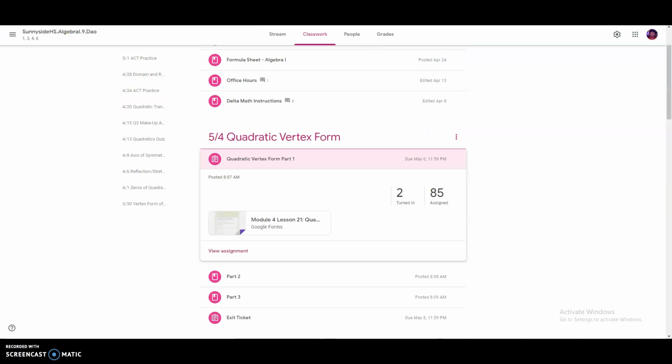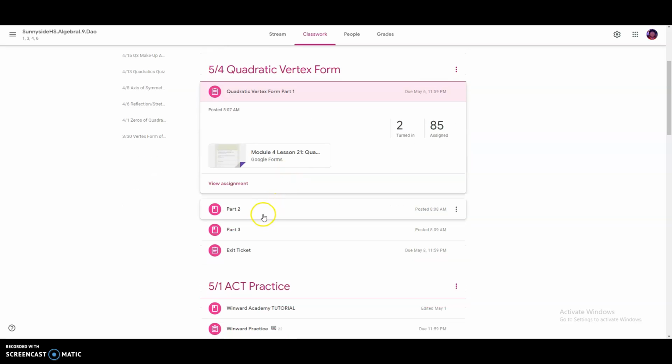Okay. So that being said, you are going to complete parts 1 and 2 for Monday. And then I expect you guys to complete part 3 and the exit ticket for Wednesday. And when Wednesday comes, I will split these 2 off into the next day for May 6th.